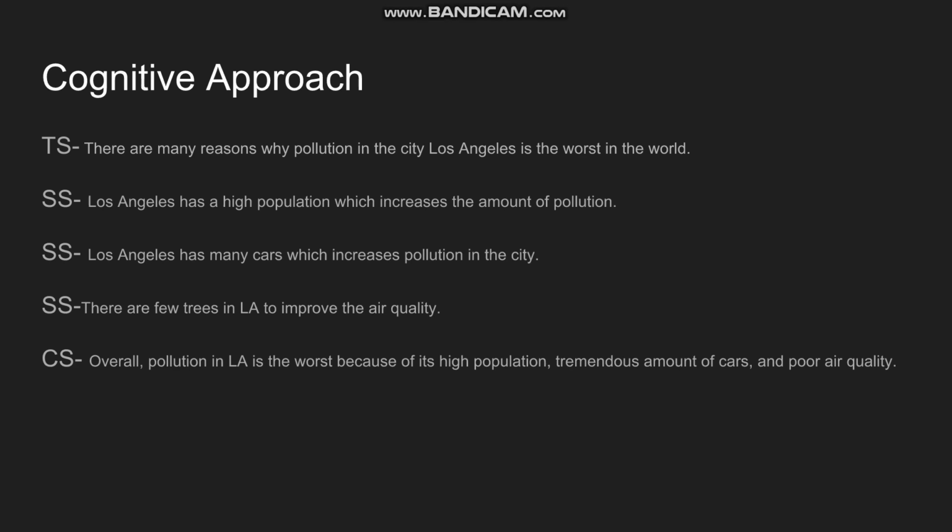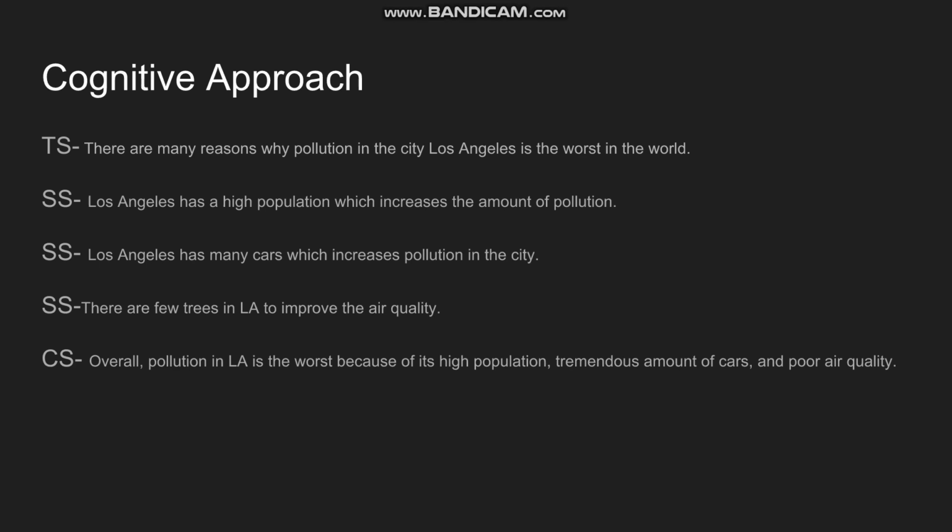So we're going to do a little cognitive approach with this. Let's say I'm a student. I was given a topic of pollution, so I need to write about pollution. So I'm thinking, okay, what is good with pollution? What can I write about? All right, I know LA has problems with pollution, so how about I write, there are many reasons why pollution in the city, Los Angeles, is the worst in the world.